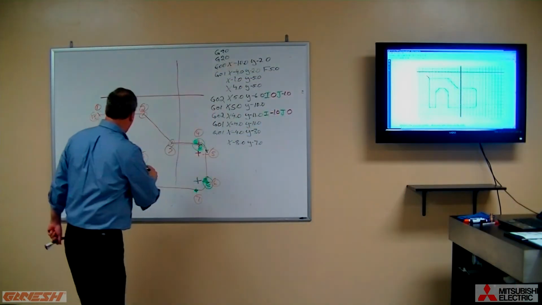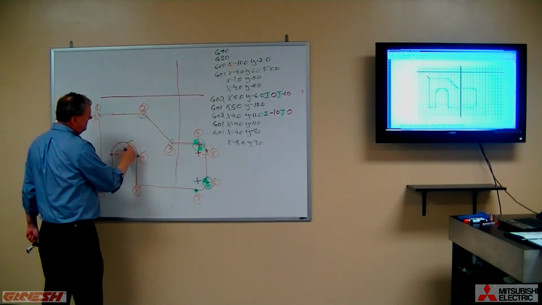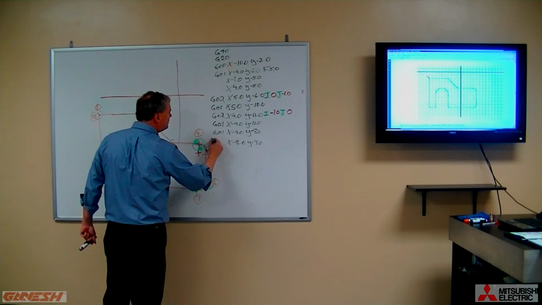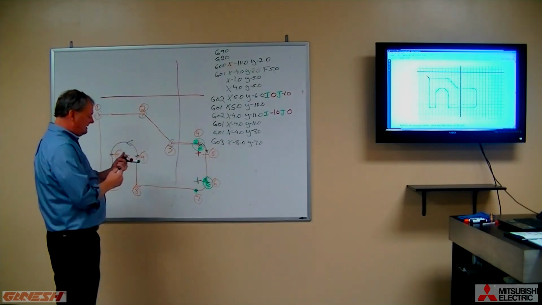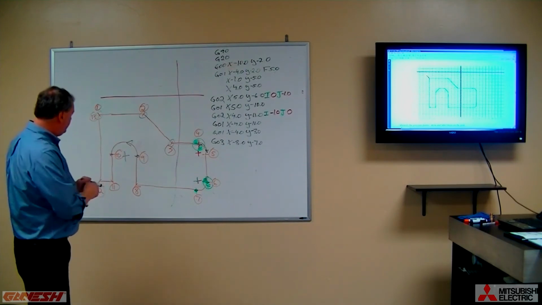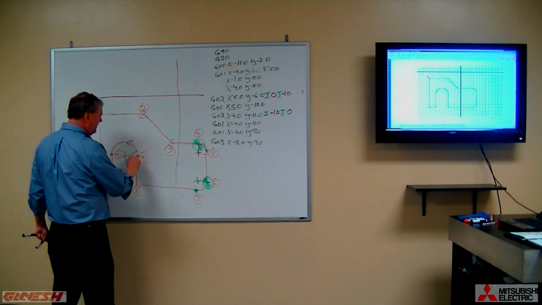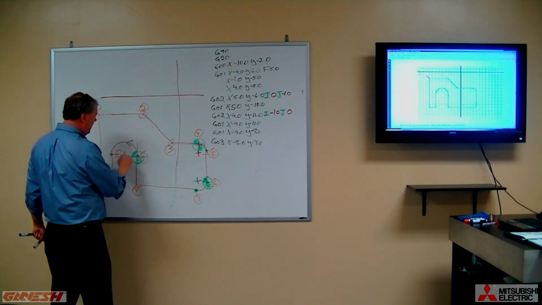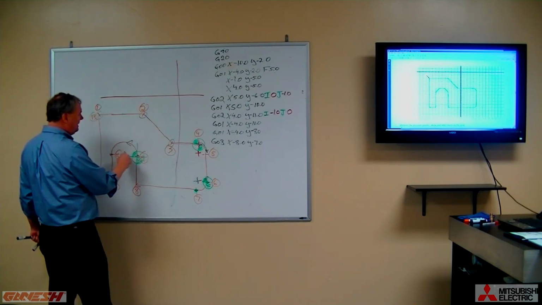Is this a clockwise or counterclockwise arc? If we're going this way, it's counterclockwise. So here comes our G03. And now our last step, imagine this is our temporary datum, where we're sitting. Where is this circle center? What would be the x and y coordinates of this point from this temporary datum?